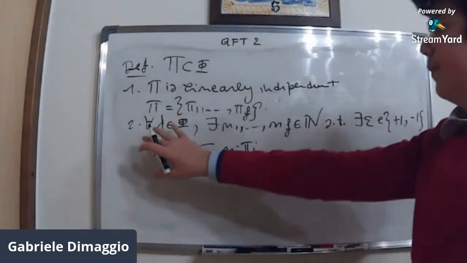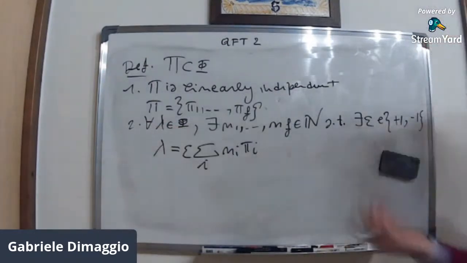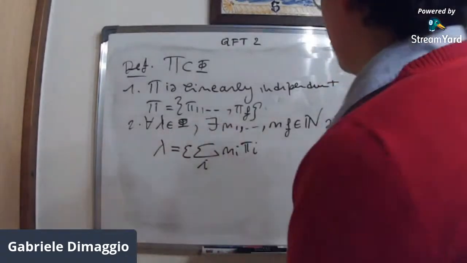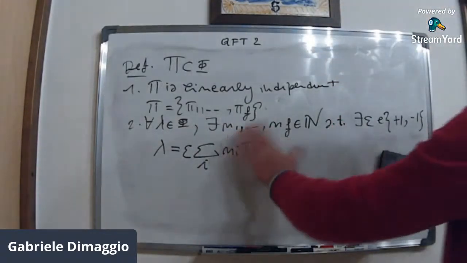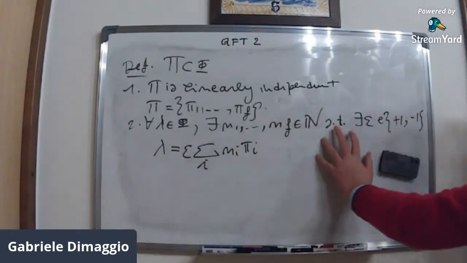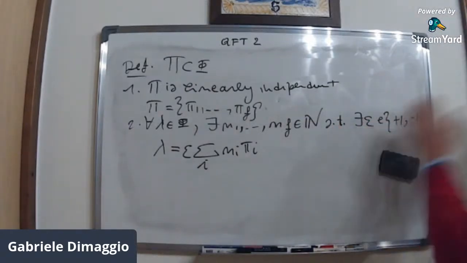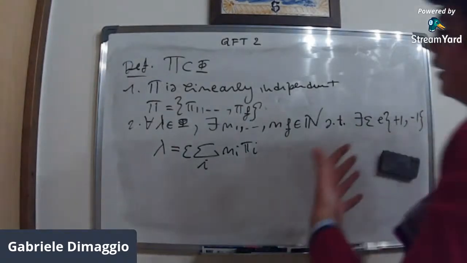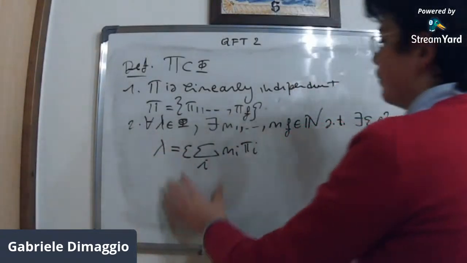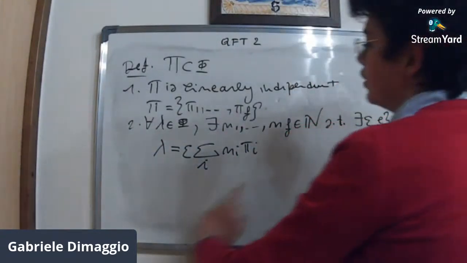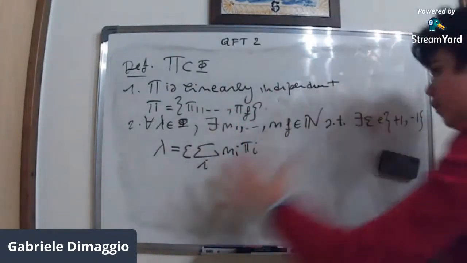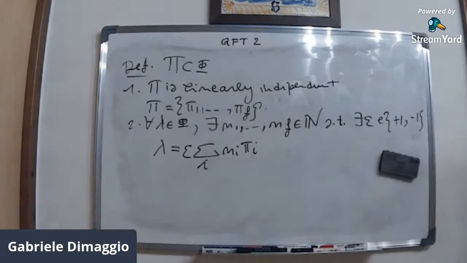In fact, I have a root that lives within this family of roots phi, and I have these f numbers n1 until nf, and these are natural numbers, such that there exists another number, which can be plus 1 or minus 1, such that I can write lambda, the root, out of the fundamental roots in this way: epsilon times the sum over i of ni pi i.